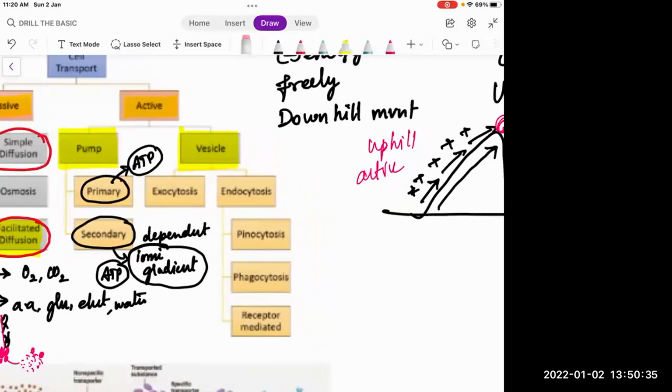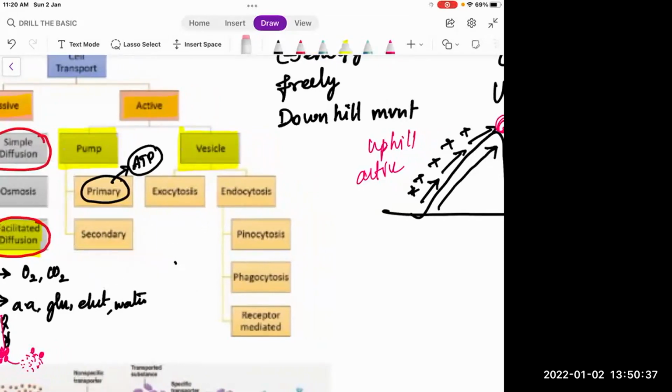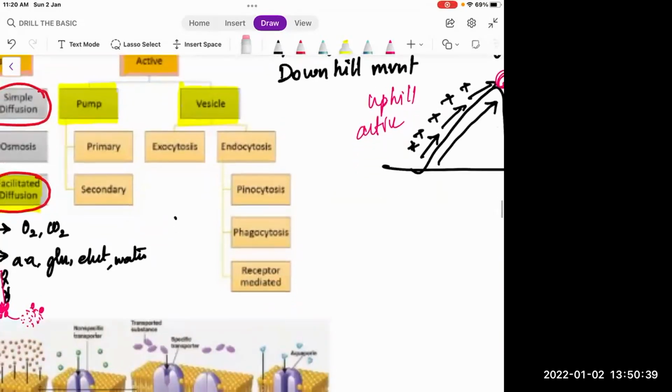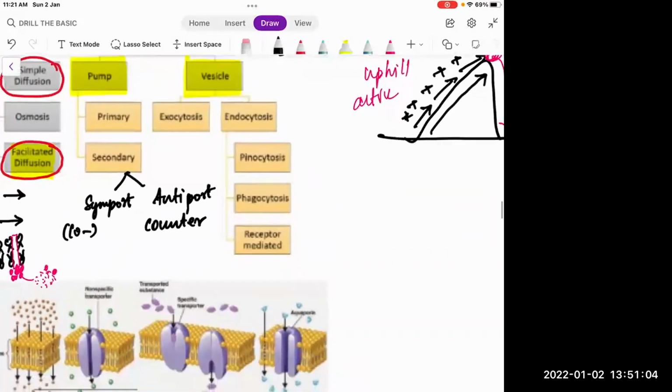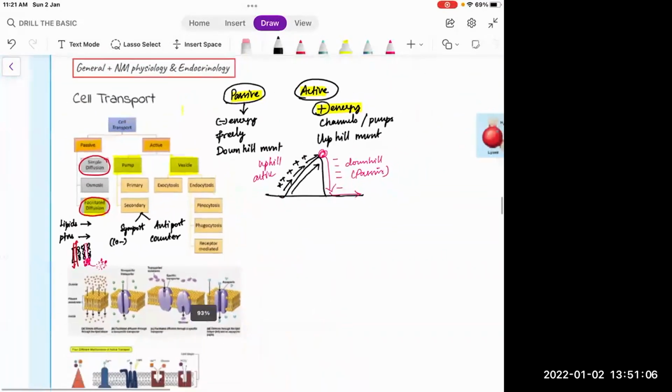Apart from these two differences of energy molecule in primary and secondary active transport, secondary active transport is further divided into two subtypes. One is symport and the other is antiport. Symport is also called co-transport, and antiport is counter transport.